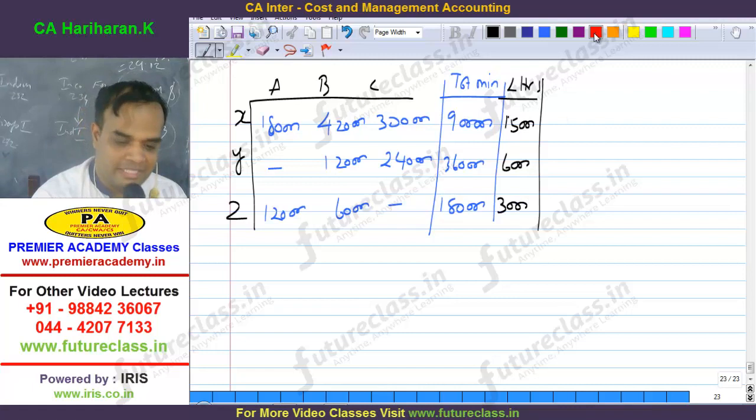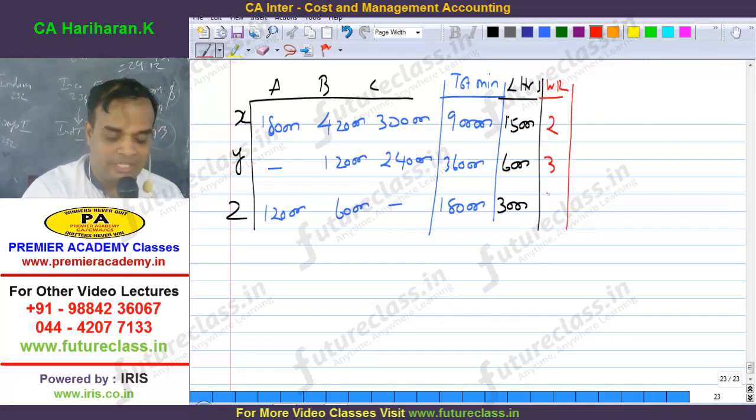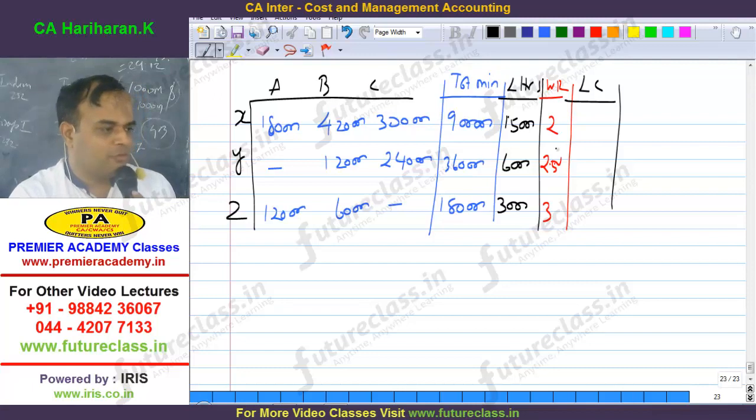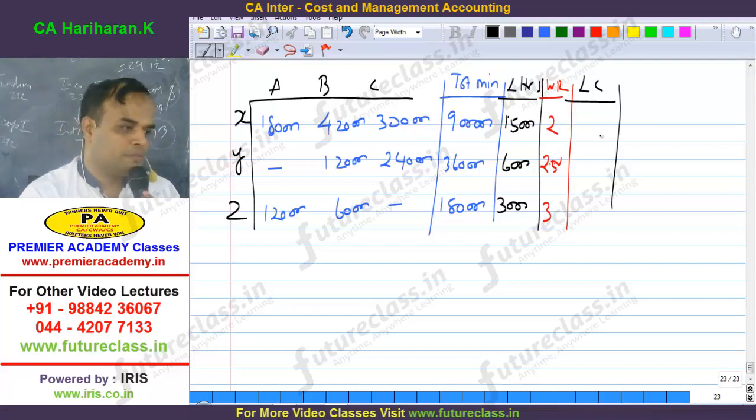Understood? Next, the wage rate is given: 2 rupees, 2.50 rupees and 3 rupees per hour. Therefore, our labor cost is equal to hours multiplied by rate. Per hour 2 rupees, 15,000 hours worked, therefore 30,000 rupees is the labor cost.